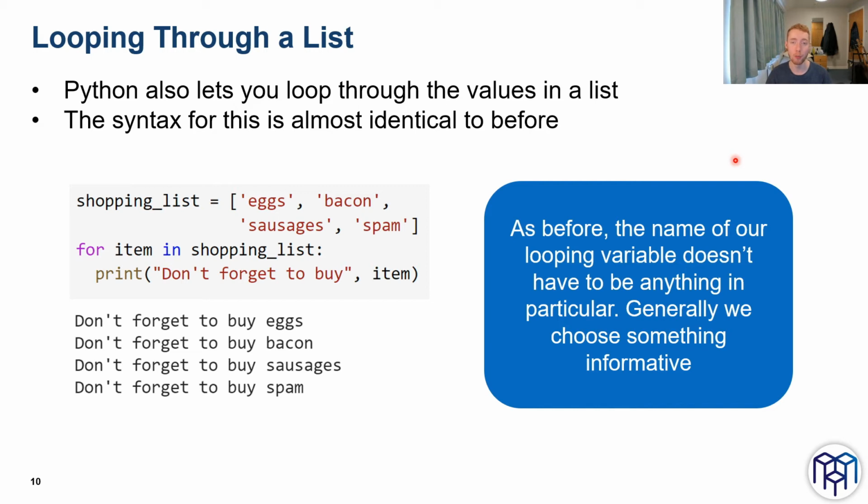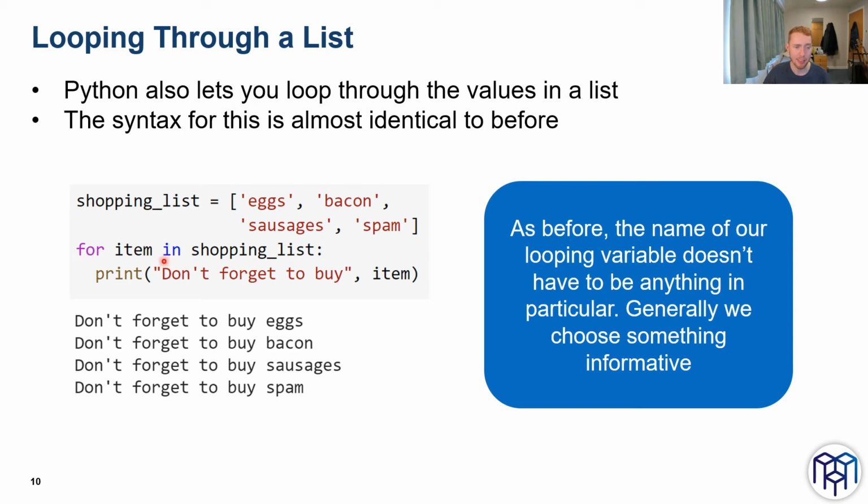We can also loop through a list. This is actually probably the more common usage of for loops, and the syntax is very similar to before. So we can create a list, for example, our shopping list, containing eggs, bacon, sausages, and spam. And then we're going to do a similar syntax, for some looping variable in whatever our list is. So whereas before we looped through a range of numbers, here we're looping through a list.